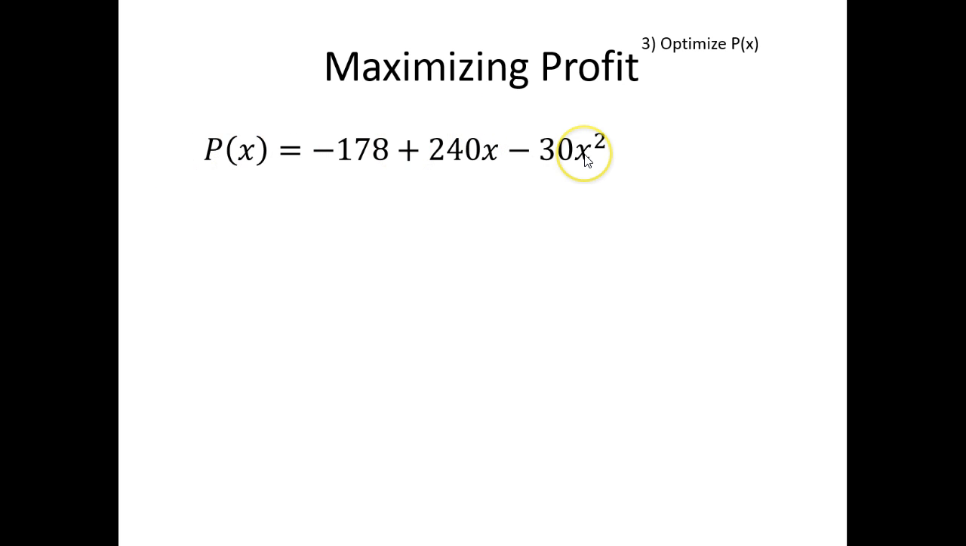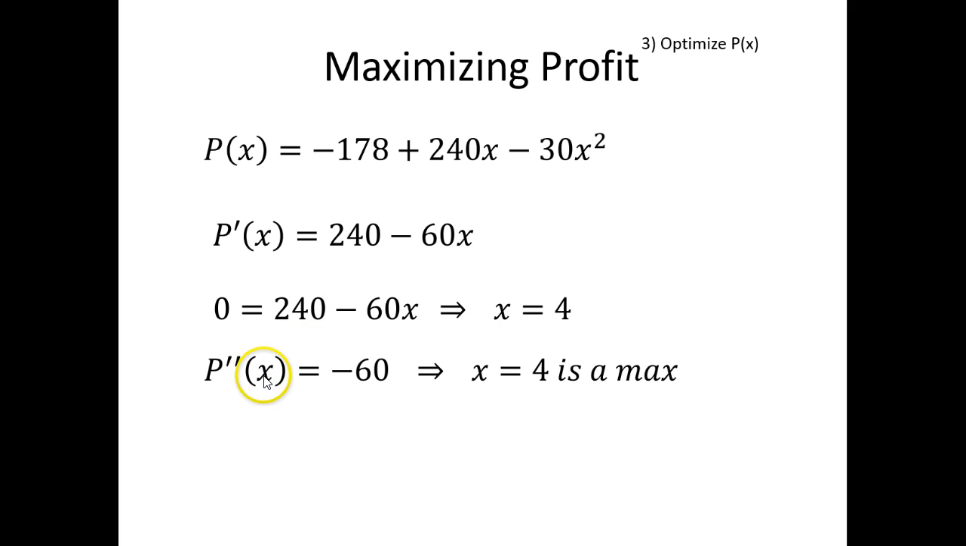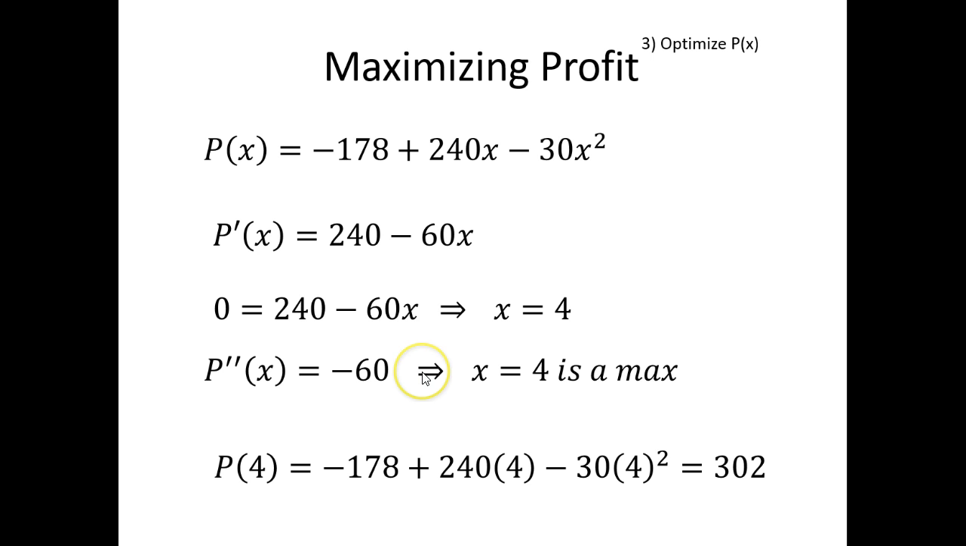Here's our profit function. To maximize it, we need to take the derivative. We get 240 minus 60x. We set this equal to 0 and solve. We get x is 4. Again, we know this is a critical point. We don't know if it's a maximum or a minimum. The second derivative tells us P double prime of x is negative 60. So x is 4 is a maximum. So 4 million tons is the amount we need to produce to maximize our profits.